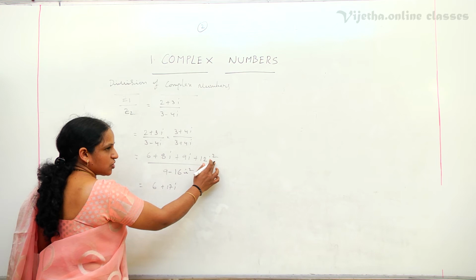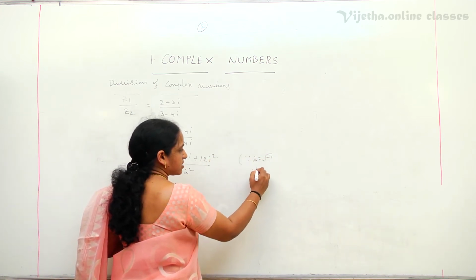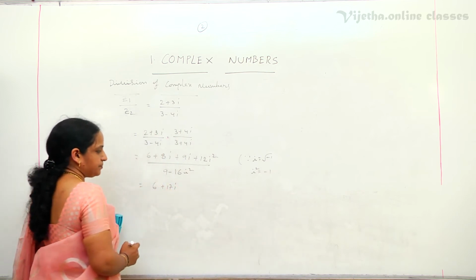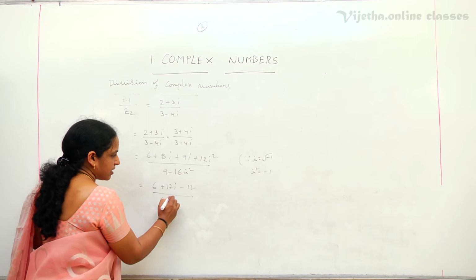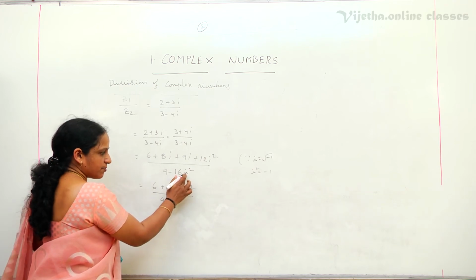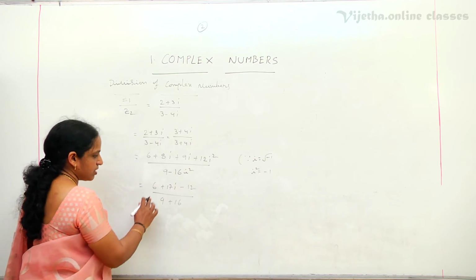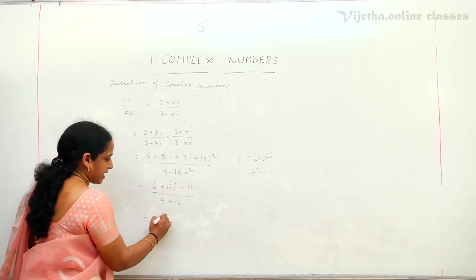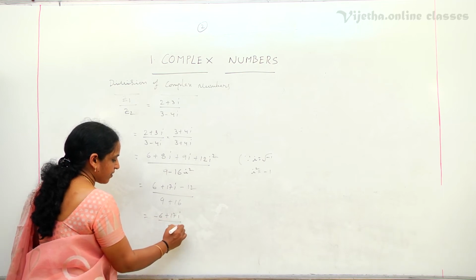i square equals minus 1. i equals root of minus 1, i square equals minus 1. So minus 12 by 9. i square equals minus 1, so minus of minus plus 16. That equals 6 minus 12, minus 6 plus 17i by 25.